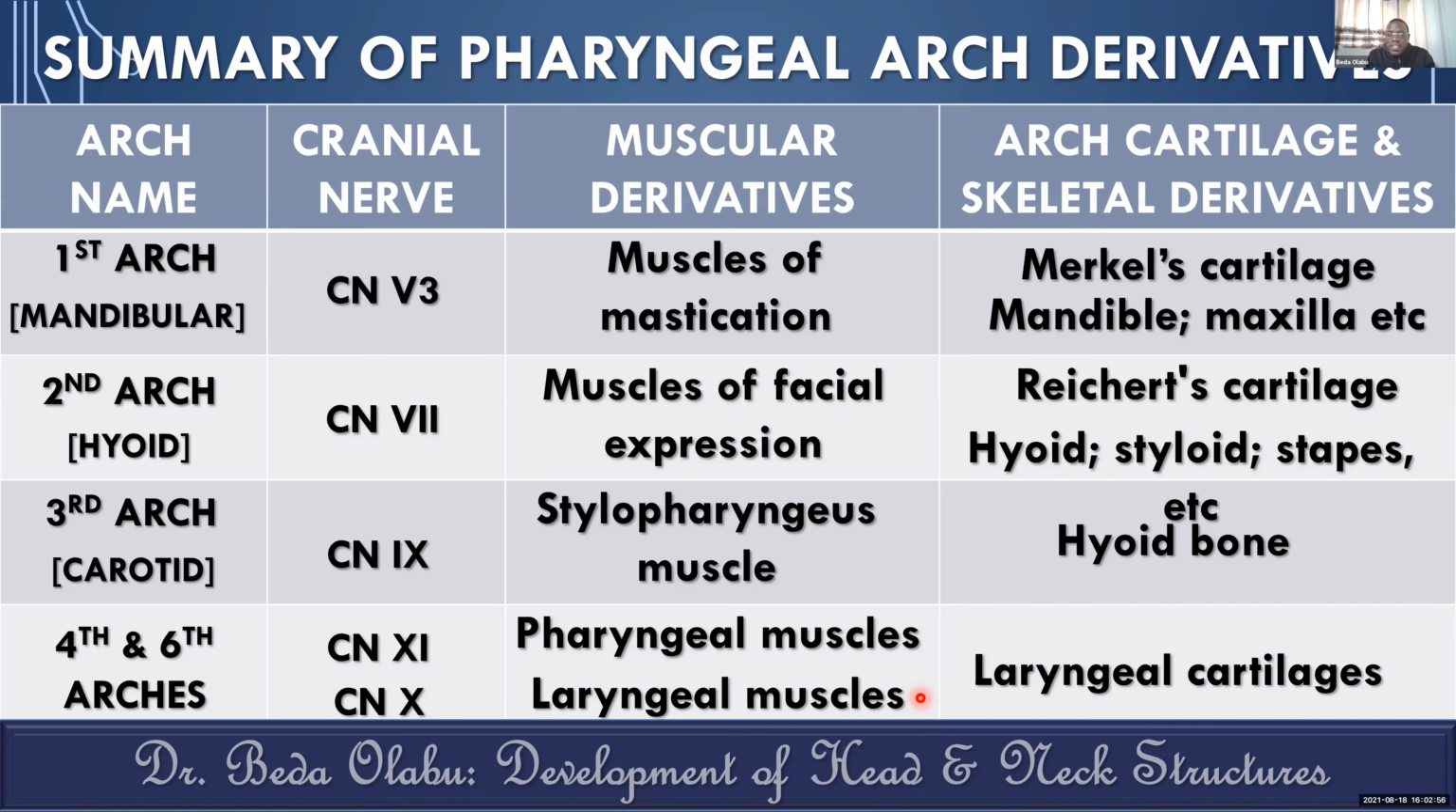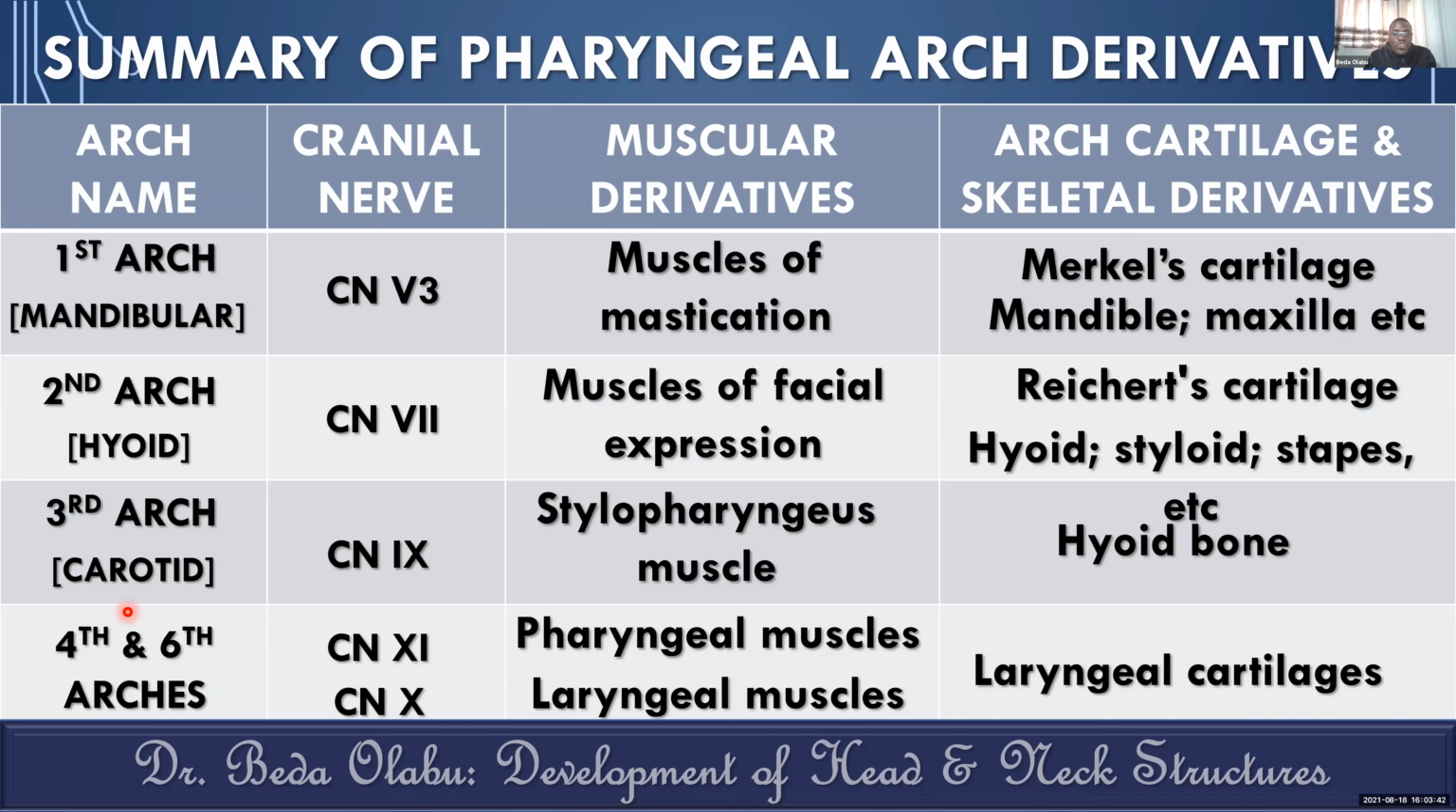The skeletal structures of the fourth and sixth pharyngeal arches are largely incorporated in the cartilages of the larynx. And remember, there are several laryngeal cartilages: thyroid cartilage, cricoid cartilage, arytenoid cartilage, and the like. So this table summarizes for you the different derivatives of the pharyngeal arches. Let me say something about the artery of the fourth arch and the artery of the sixth arch.